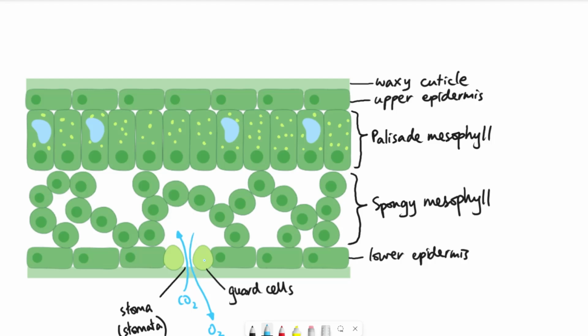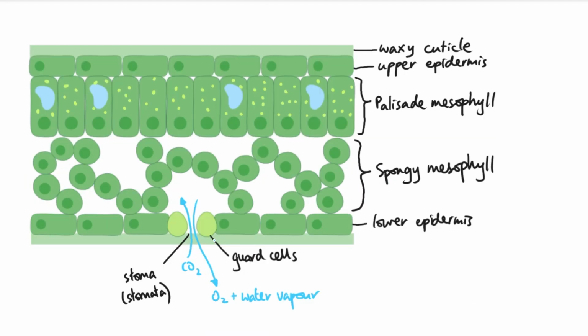Now, the guard cells are there to control the opening of the stoma, so they can actually close the stomata if it needs to. Now, the question is, why would they need to do that? The reason why we mention this is because the water vapor can also exit the leaf through the stomata. So sometimes if it's hot or windy, then the water can actually evaporate from the surface of leaves and exit.